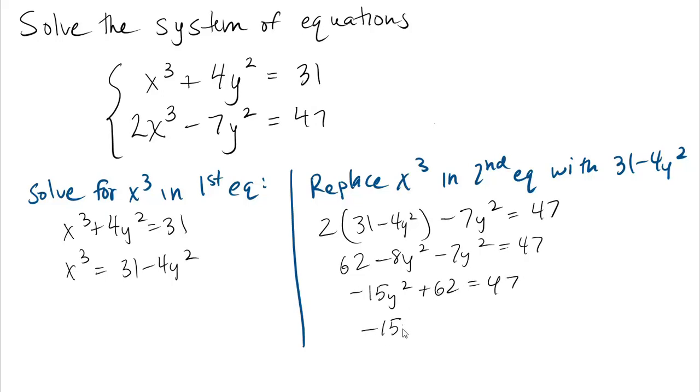So negative 15y squared equals negative 15 when I subtract 62 from both sides. Dividing both sides by negative 15, I get y squared equals 1. And so y equals plus or minus 1. Now that we've got a couple of proposed y coordinates, we need to come up with the x coordinates, but we're kind of out of space here, so let me transfer the important information onto another slide.